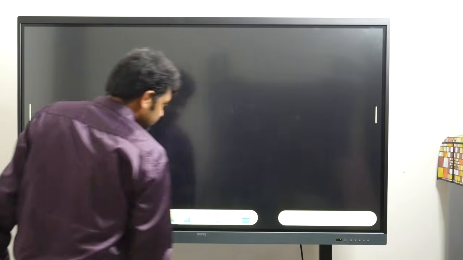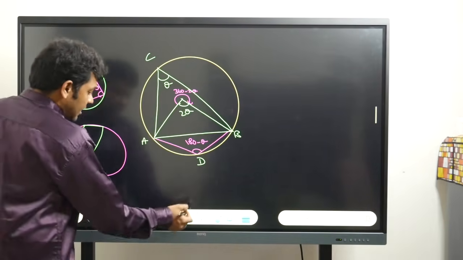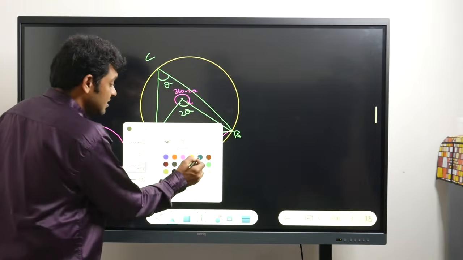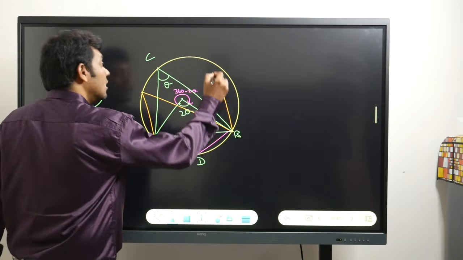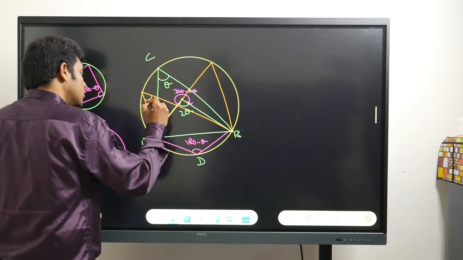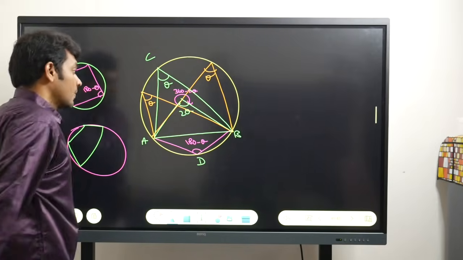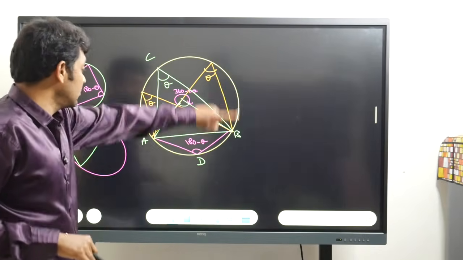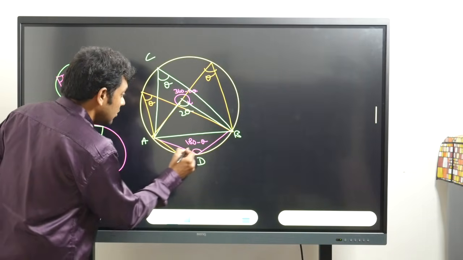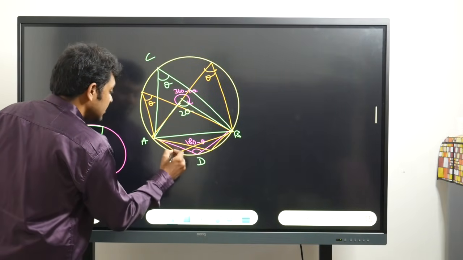Now I can also say angles in the same segment are equal. So when I say this chord is making an angle like this, this is also theta, this is also theta. Angles in the same segment, this entire segment will be equal. If you have here, all these will be 180 minus theta.